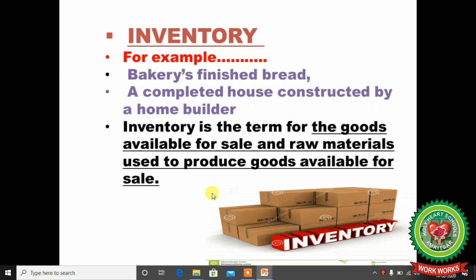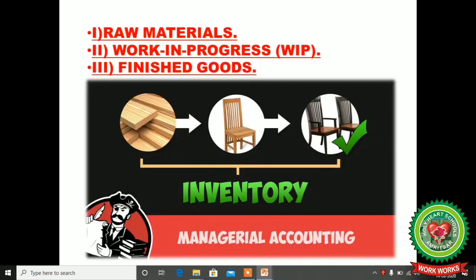Bakeries' finished bread, a completed house constructed by a home builder. Inventory is the term for the goods available for sale and raw material used to produce goods available for sale. So any raw material available in the godown, any finished product available, is part of inventory. There are 3 types of inventory: raw materials, work in progress, and finished goods.